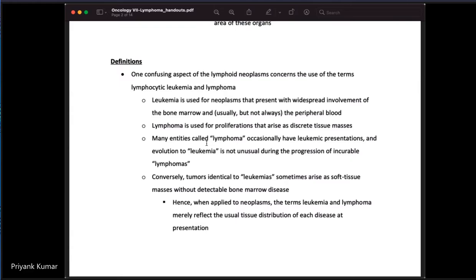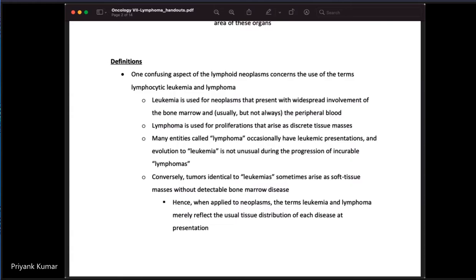What is the difference between leukemia and lymphoma? Leukemia is actually present in the bone marrow. Basically it requires the involvement of bone marrow, and that happens usually, but it's not true all the time. It also requires the involvement of peripheral blood. Okay. Lymphoma is used for the proliferations that arise as discrete tissue masses.